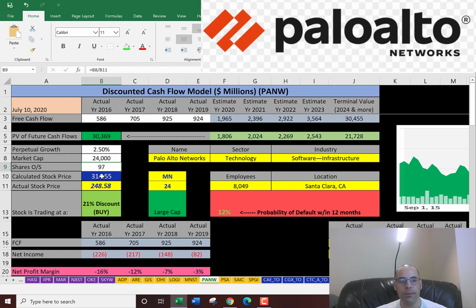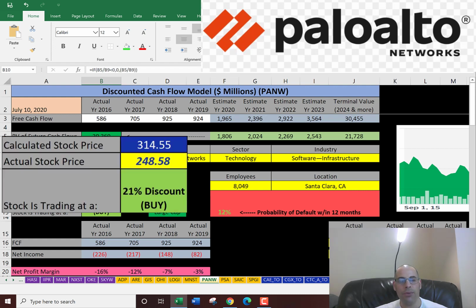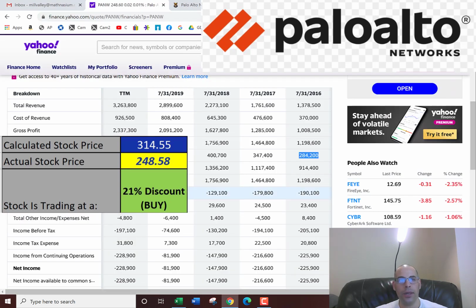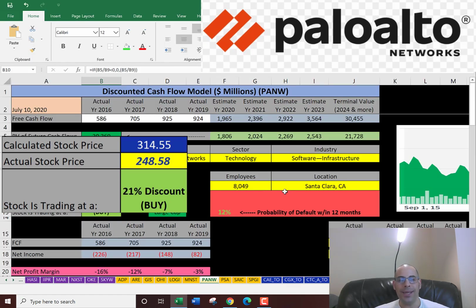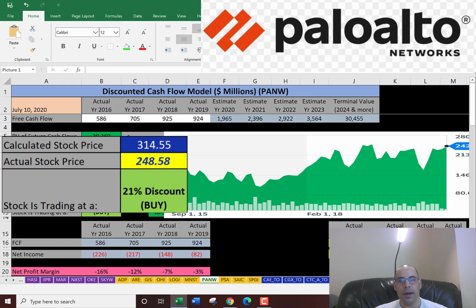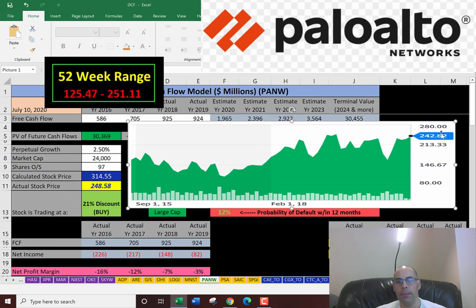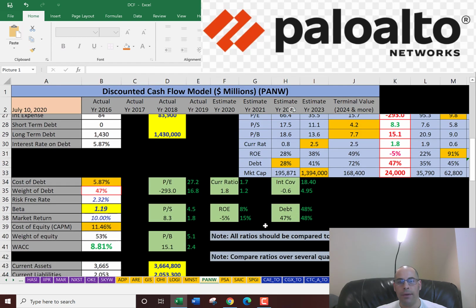We divide that by 97 million shares. And we get a calculated stock price of $315. According to the model, the stock price is worth $315 today, even though it's trading at $249. So it's trading at a 21% discount. Let's see what Simply Wall Street values the company. They're right there with me at $318 a share. So both models indicate there's a lot of future value for this company that will exceed its current stock price. Let's look at the historical stock price. It's been up or down for a while, but it looks like it's almost at its peak at $243. I think there's a lot of room for the stock if you feel this company and this industry has a good future.